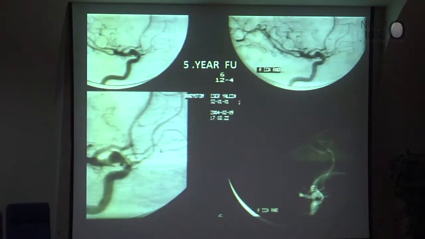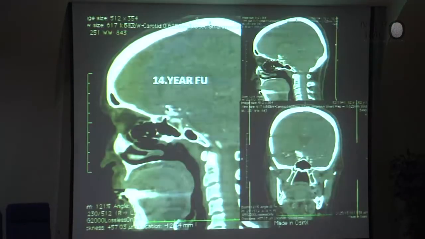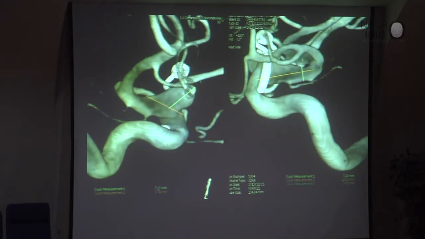So this is the 5-year follow-up. See the enlargement of that clipped segment. No symptoms. This is the 9-year follow-up of this particular case. That enlarged portion is growing. And this is 14 years of follow-up. She came to me because of a headache, a different headache, and I decided to do an angiogram. This is the 3D angiogram. Look at the clip. Look at the saccular deformation of that fusiform segment.